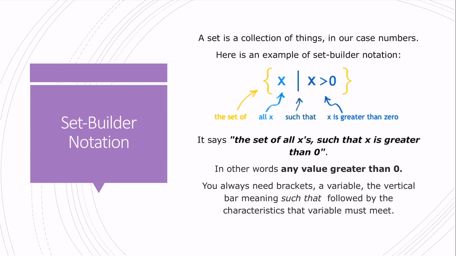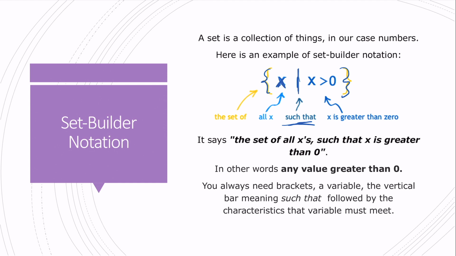So for set builder notation, a set is a collection of things, in our case, numbers. Here's an example of set builder notation. Here I would have the set of, using these two brackets, which mean the set of all numbers x, so all values of x, such that, this vertical bar means such that, in this case, x is greater than 0. This says the set of all numbers such that x is greater than 0. In other words, any value greater than 0.